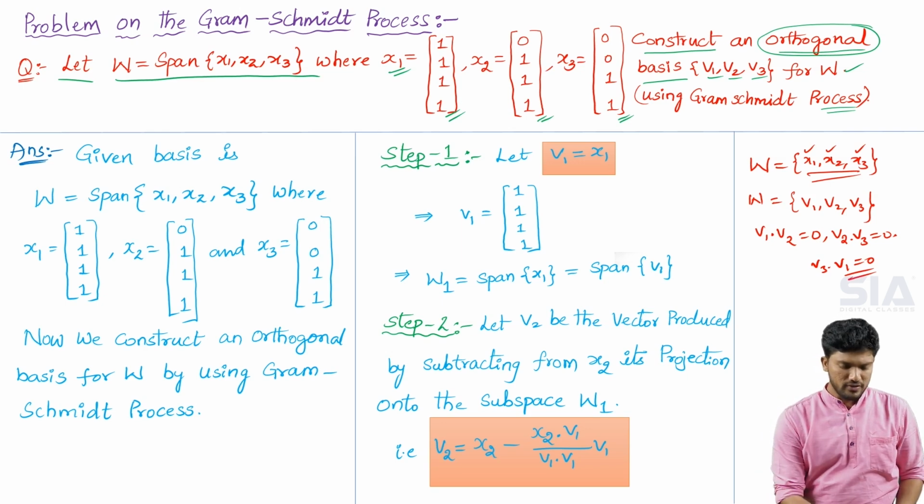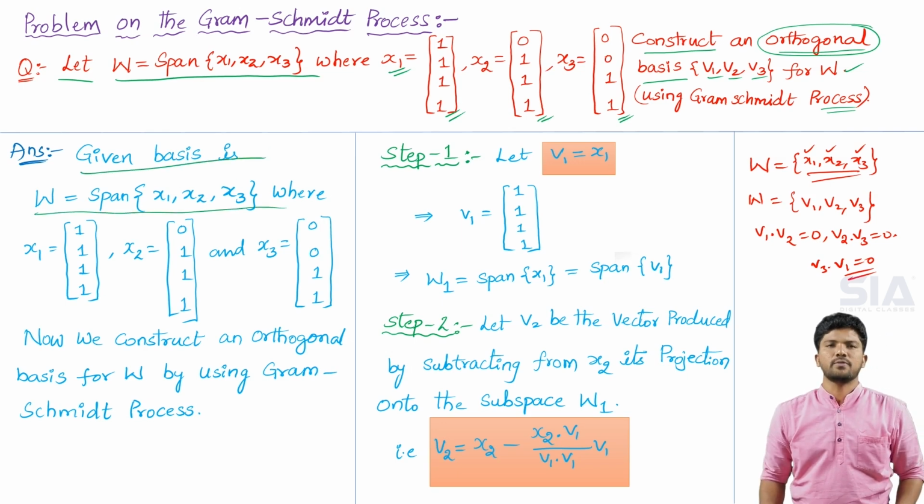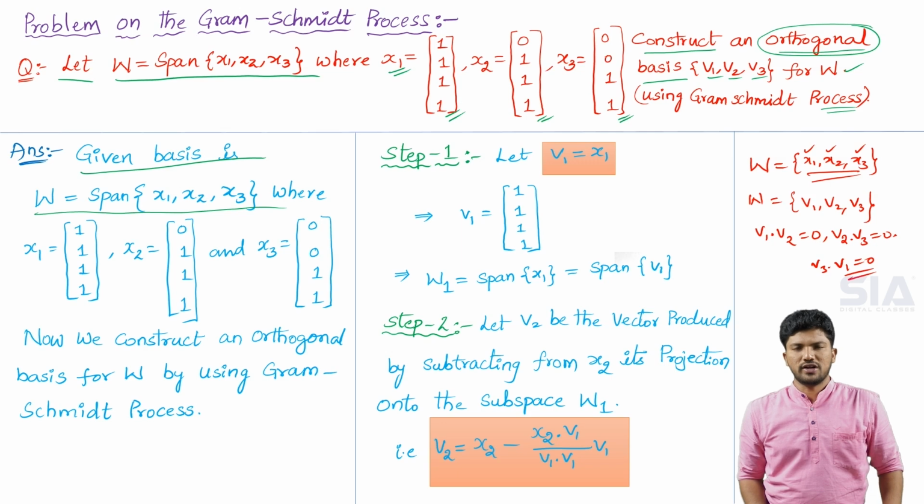So therefore first of all observe that the given basis is capital W is equal to span of x1, x2, x3. What is that meaning?